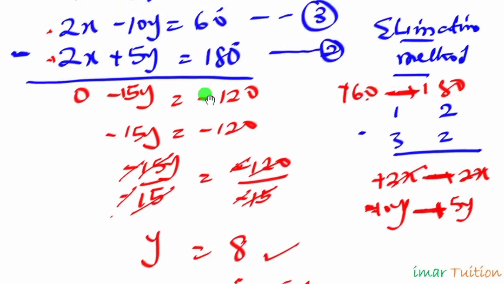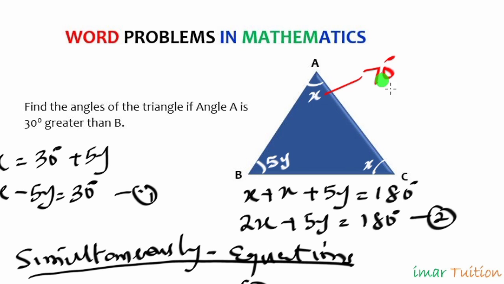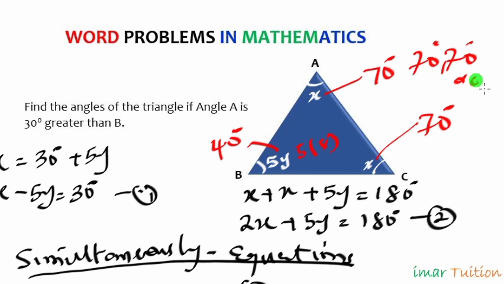If you recall from the triangle here, we had x, x and 5y as the angles of the triangle. So here is 70 degrees, and here is also 70 degrees. They are both x. To find 5y, y is 8, so if you substitute 8 in place of y, you have 5 times 8, which is 40. So 5y is 40 degrees. The angles are 70 degrees, 70 degrees and 40 degrees.